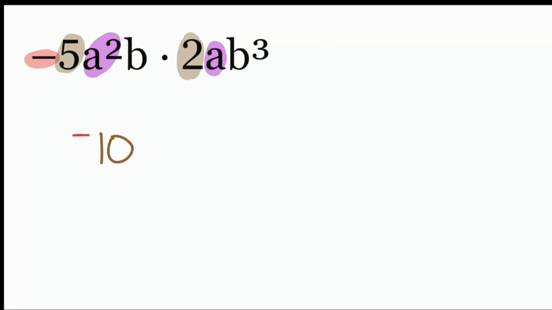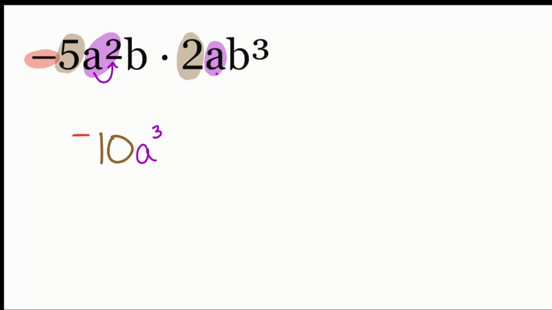Everybody, we're going to add those exponents. So we have a to the power of 2 times a to the power of 1, because remember, that's what the exponent is, even if it doesn't show. So we add those exponents, and that'll be a to the power of 3. That's correct. And now one last thing to do.